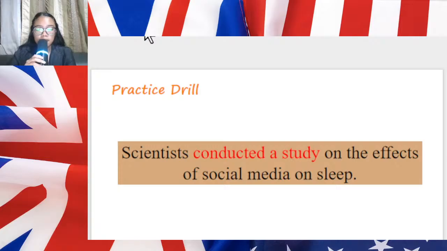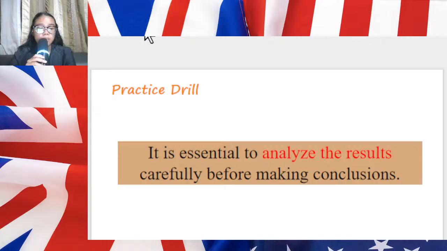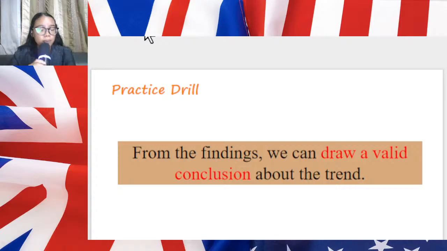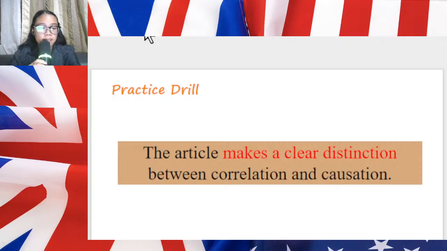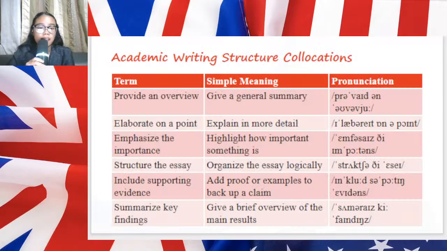Scientists conduct a study on the effects of social media on sleep. Researchers collect data through online surveys and interviews. It is essential to analyze the results carefully before making conclusions. From the findings, we can draw a valid conclusion about the trend. The article makes a clear distinction between correlation and causation. The report highlights a limitation in the sample size used. And that's the last phrase for research and analysis collocations.